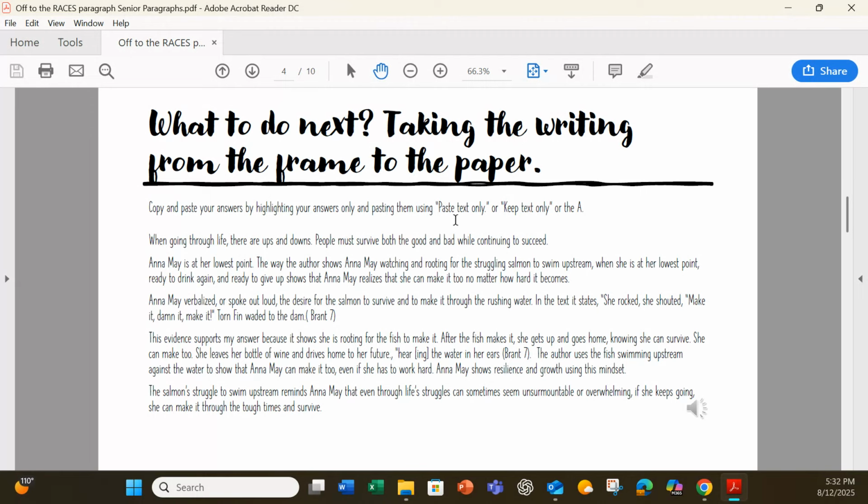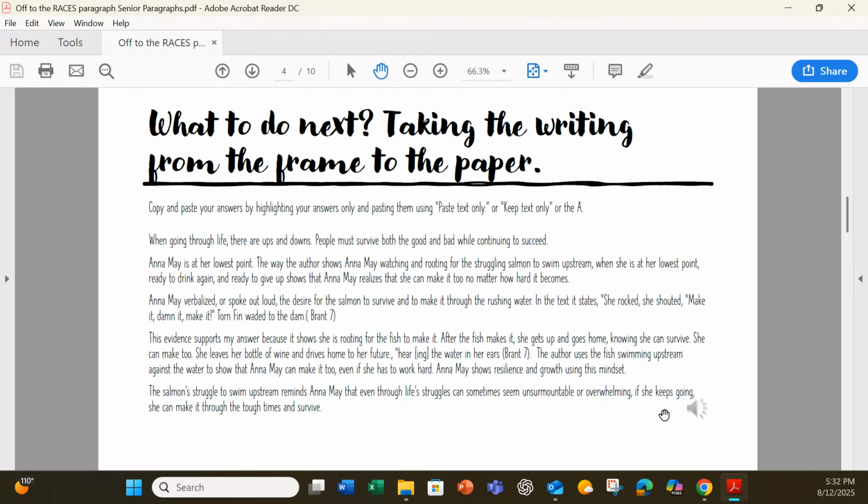Control-V will leave the boxes, and you don't want that. So what you want to do is right-click and click on Paste Text Only, or Keep Text Only, or even just the A. By doing that, you will get rid of the boxes, and you will have just your writing. Notice, though, that it leaves a space in between each sentence. It really doesn't look like a paragraph. It kind of looks like 5 paragraphs, but it's not. So we need to put it together.